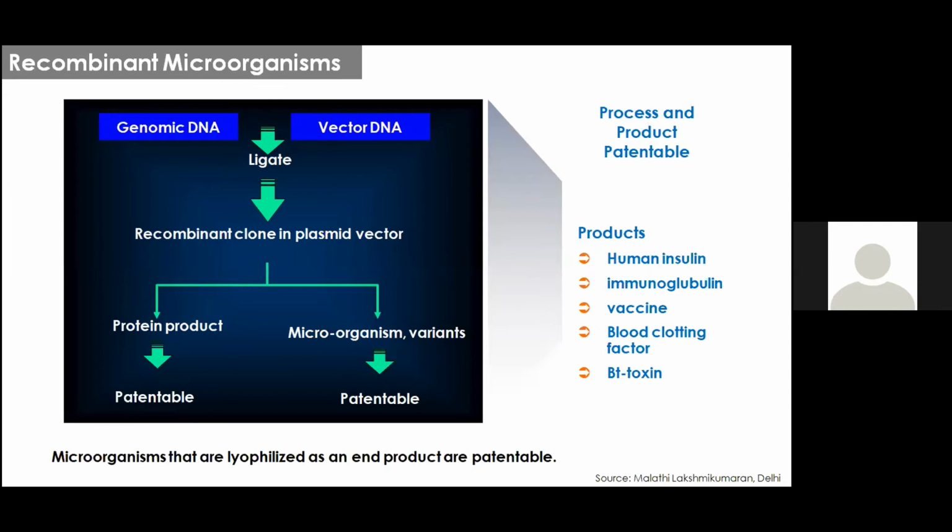Some of the most important patentable microbial products are human insulin, immunoglobulin, and vaccines. We have also seen the cases of the BT toxin, that is Bacillus thuringiensis, in cotton and several other resistant plants, and also the blood clotting factors. So these are some examples of recombinant DNA and recombinant microorganisms, where the process and the product are patentable.